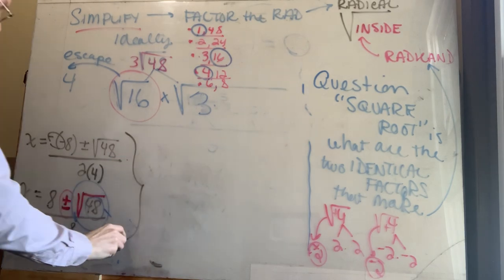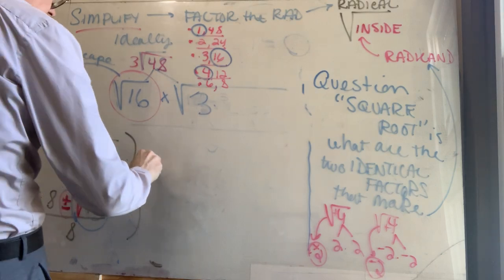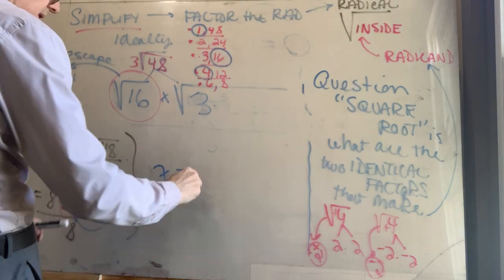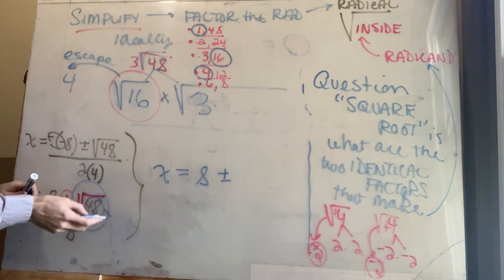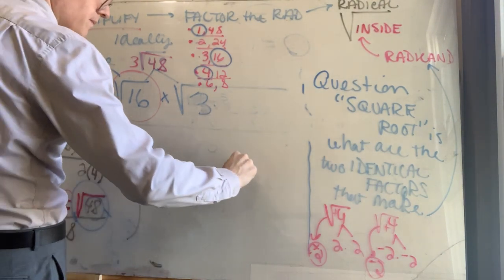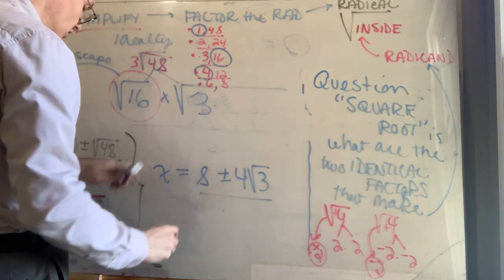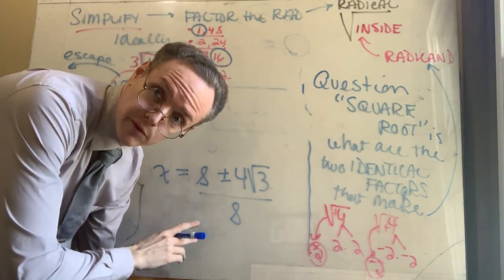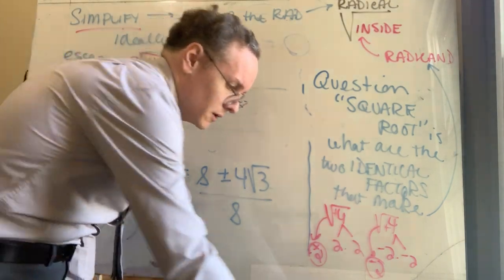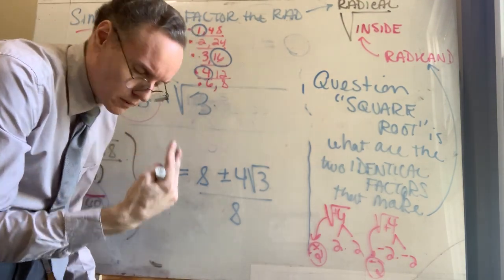A simplified incarnation of this will be the following. X is equal to positive 8 because of the double negative, plus or minus will never go away. The 4 that escaped, and then the square root of 3. And all of this will be sitting on top of 8. It goes up 2 times 4. Alright. You could whittle this down, believe it or not, a little bit further. And if you can, you should try. You might be satisfied with it, and I wouldn't blame you. But always look.